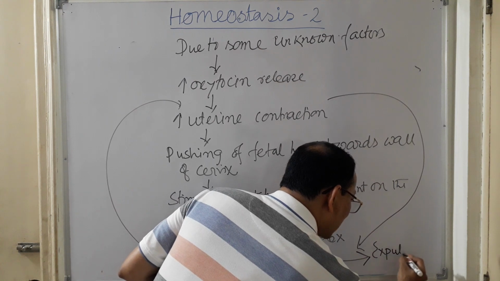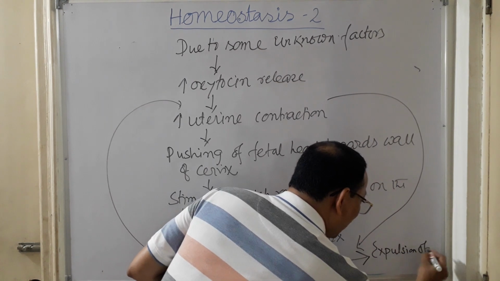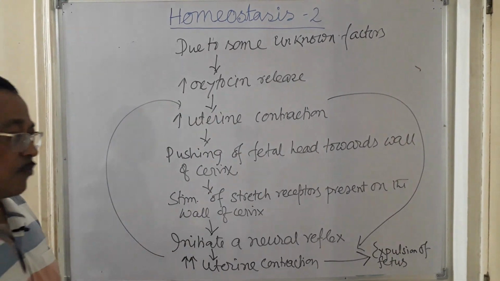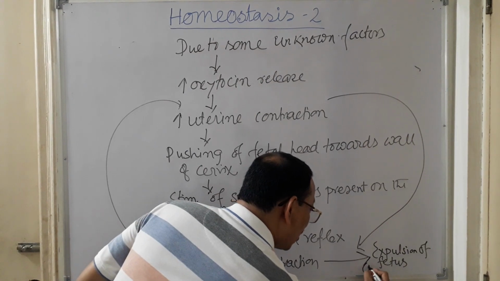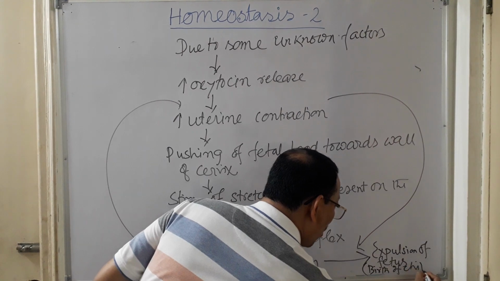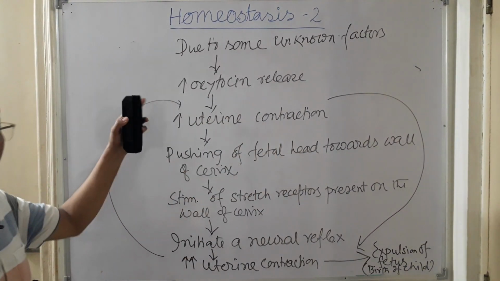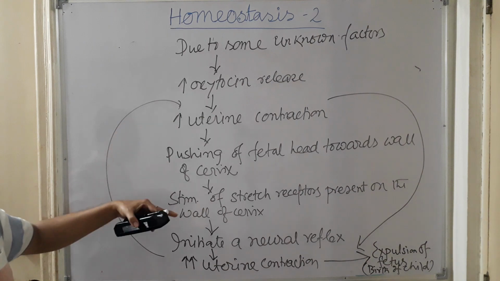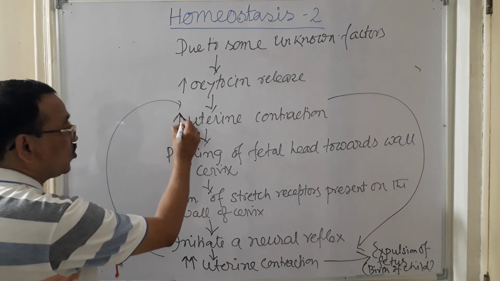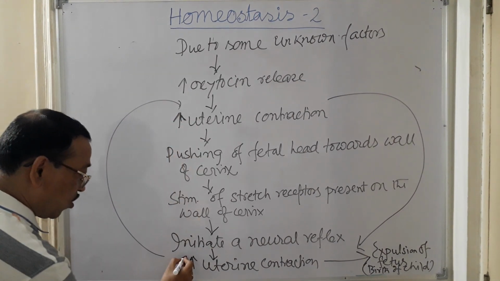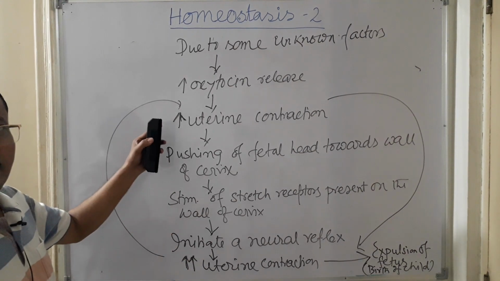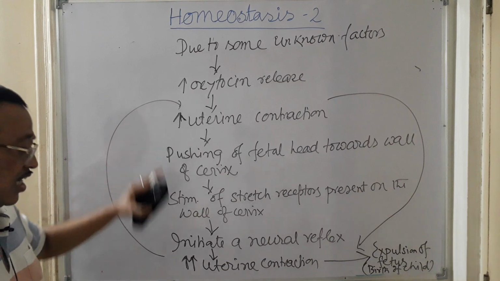of the fetus out of the uterus, and that is the process known as the birth of the child. So the child is born because of this positive feedback cycle. In this mechanism, what's happened? The initiating stimulus is the increased uterine contraction. The final response is also increased uterine contraction. So both are in the same direction. Here also increased, here also increased.